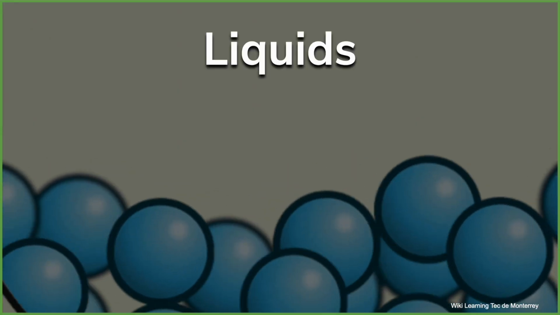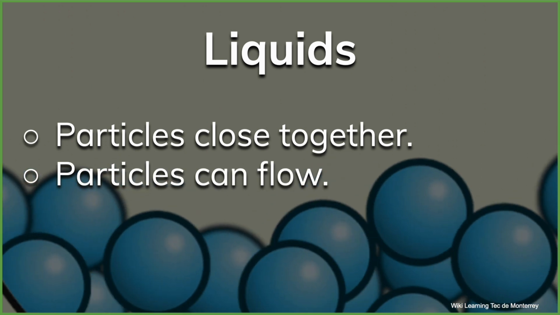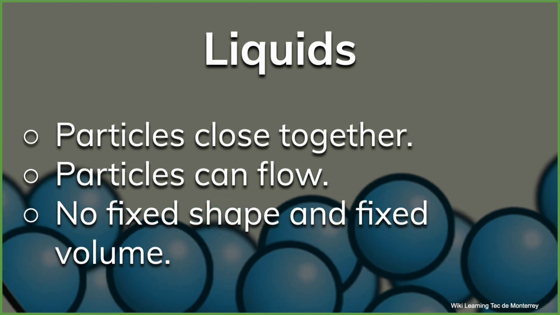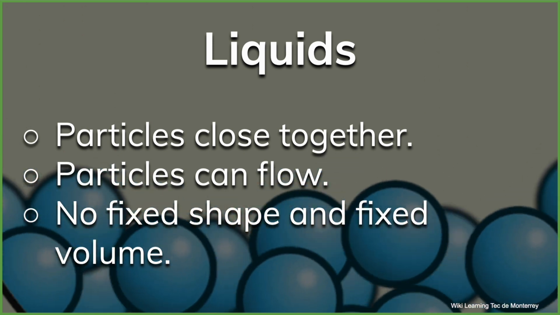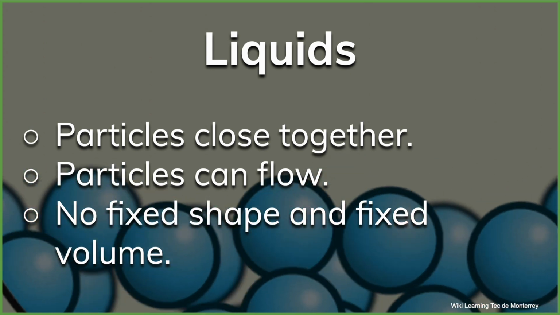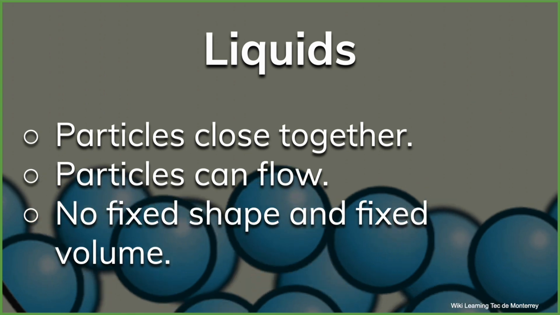Next, we have liquids, and as you can see, the liquids are moving around here. They're still quite close together, but they can move around a bit more. So we want to say the particles are still close together, but we have flow, so the particles can change position. The thing about a liquid is the shape is not fixed. It will fall to the bottom of the container. It will take the shape of the container, but the volume does remain fixed. So the volume doesn't change for a liquid.